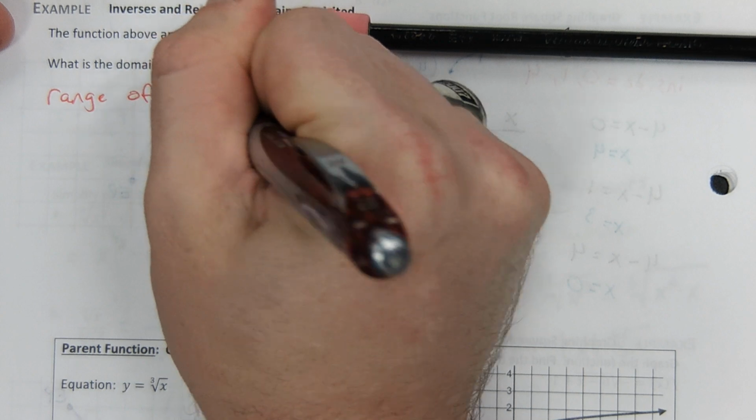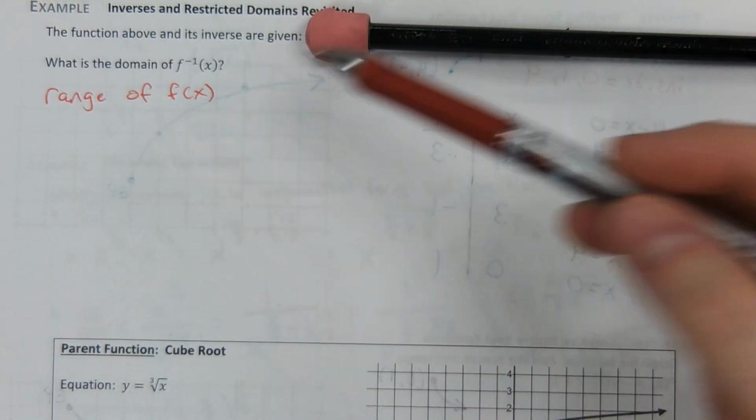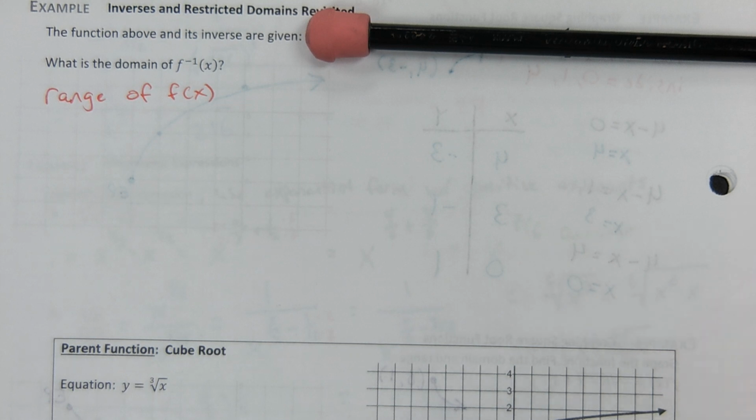Yeah, the two equations, because this question had nothing to do with the equations. No matter what the equations are, the domain of the inverse is always the range of the original. The domain of the original is always the range of the inverse. Because x and y have switched places, domain and range have switched places.